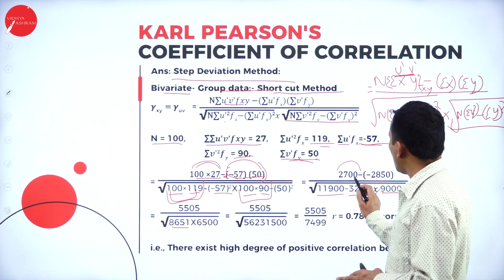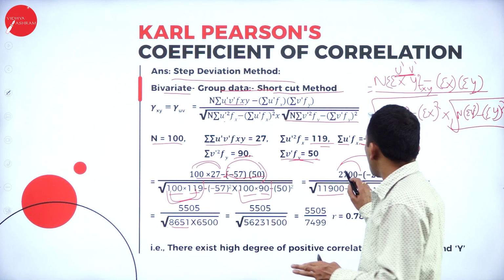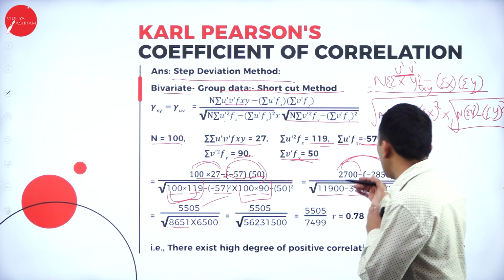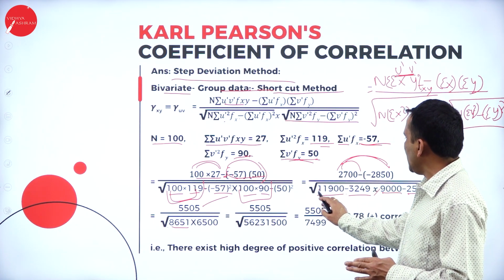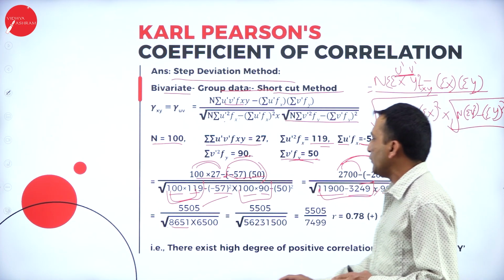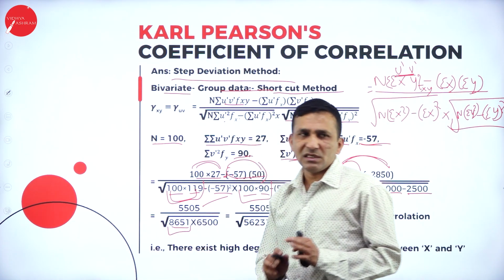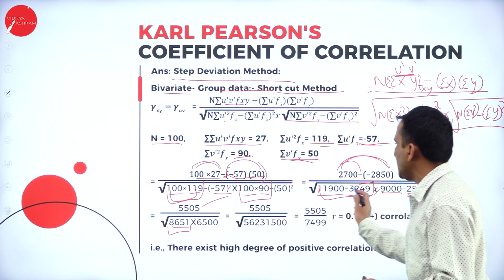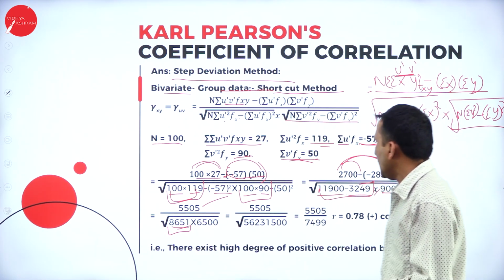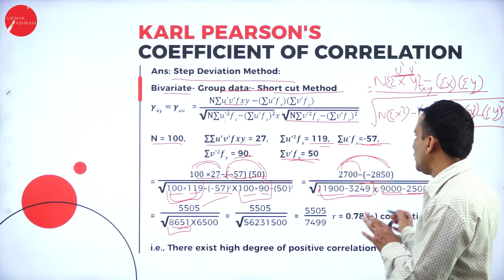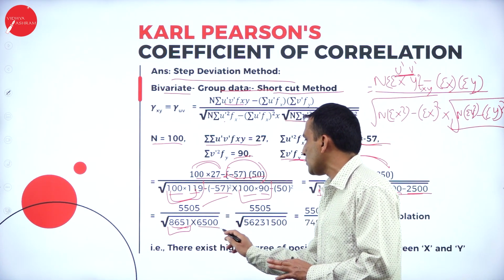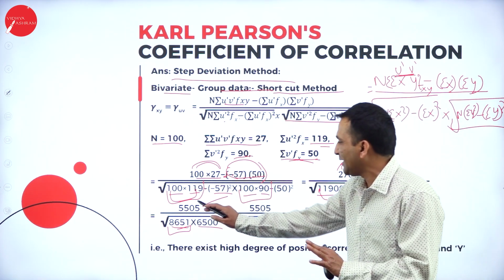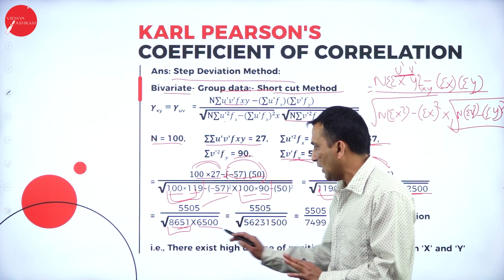Now we are going to simplify one by one. If you subtract, you are getting 5505. And in the denominator part, 11,900, if you subtract, you are getting 8,651. Again minus, if you subtract, the final answer I have written here, and the same thing if you subtract, you will get 6,500. According to the formula you need to multiply. The numerator part I have written the same thing.